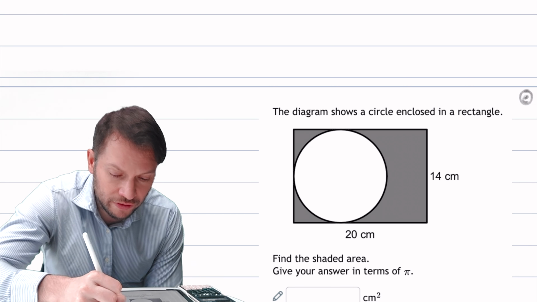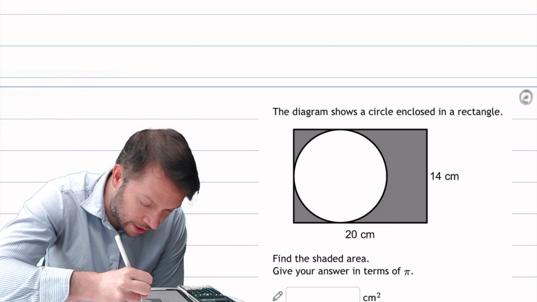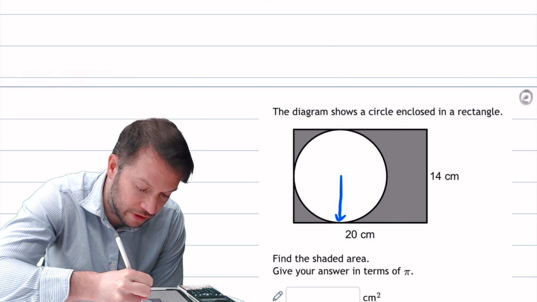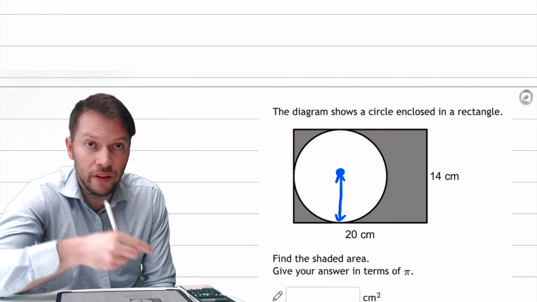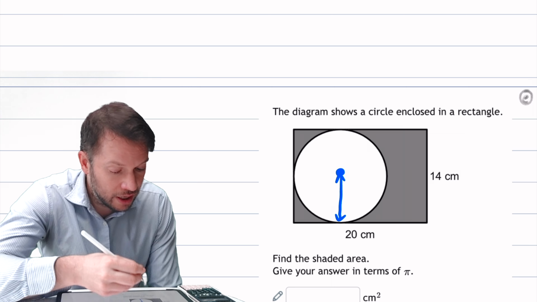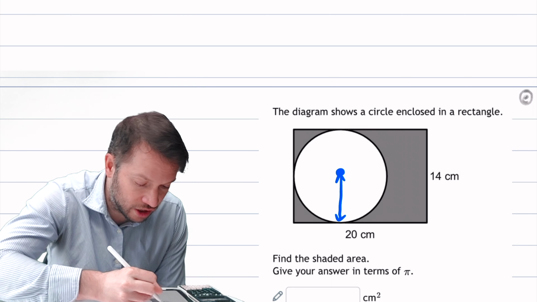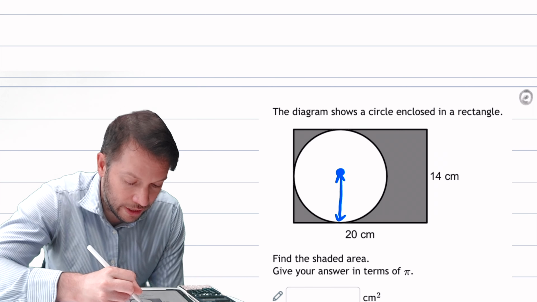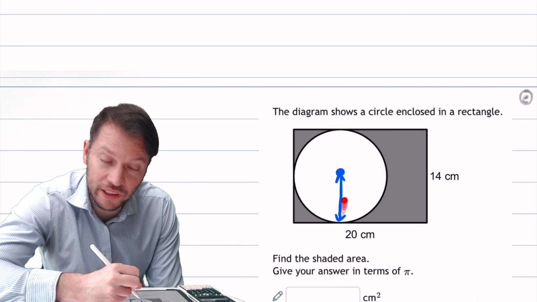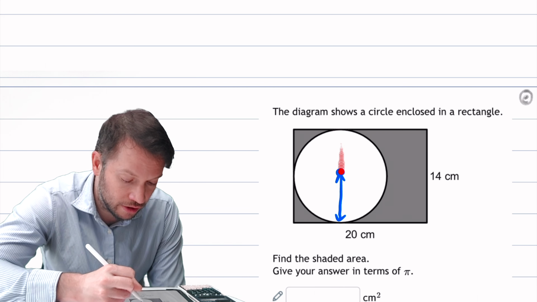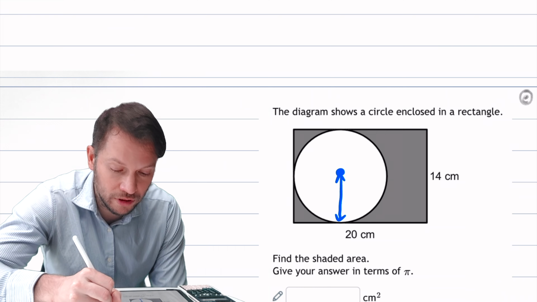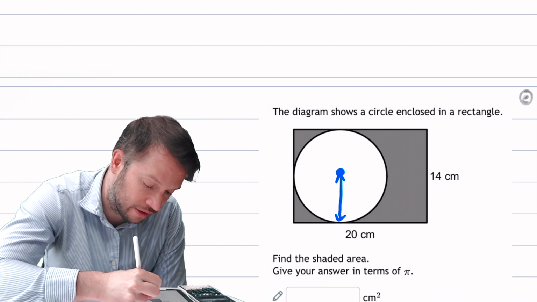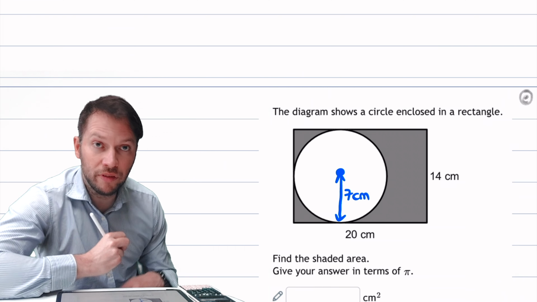Now let's find the radius of this circle first. Remember, the radius is the distance from the center of the circle to the edge of the circle, the circumference. Now we can see that this entire height is 14. So that entire height, which is the diameter of this circle, is 14. So the radius would be half of that. Half of 14 is 7. So let's just put that in, 7 centimeters. And now we've got everything we need.